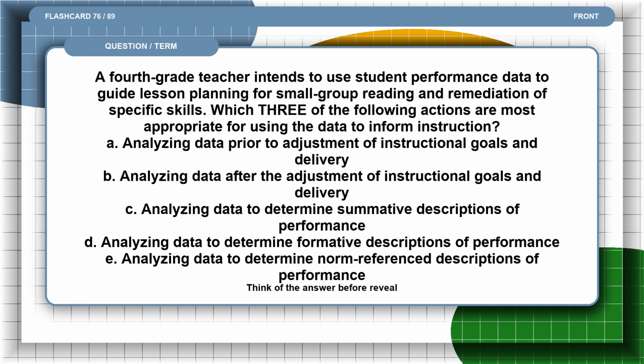Flashcard 76. A fourth-grade teacher intends to use student performance data to guide lesson planning for small group reading and remediation of specific skills. Which 3 of the following actions are most appropriate for using the data to inform instruction? A. Analyzing data prior to adjustment of instructional goals and delivery. B. Analyzing data after the adjustment of instructional goals and delivery.